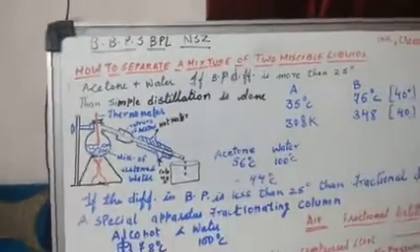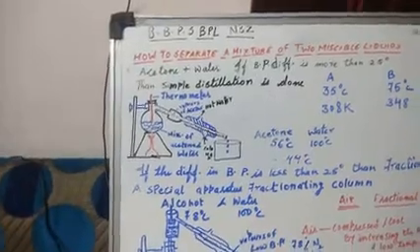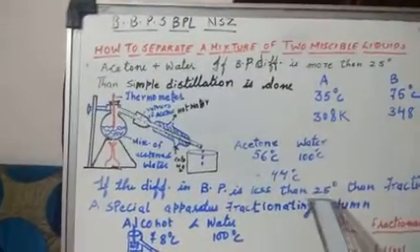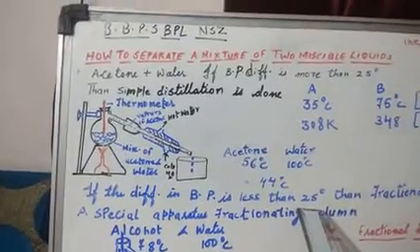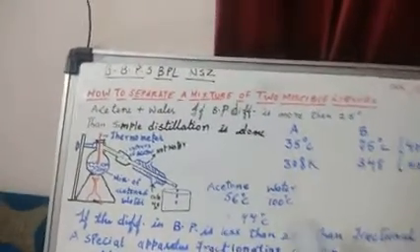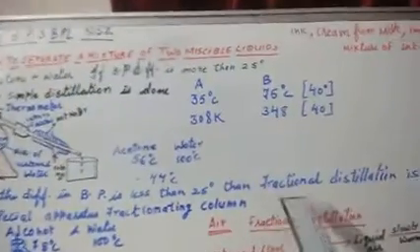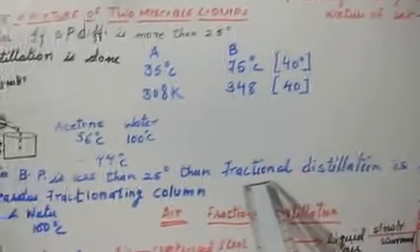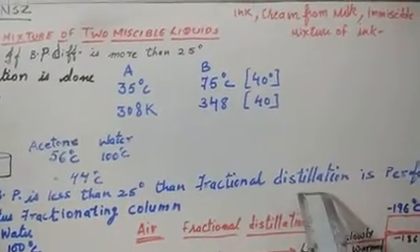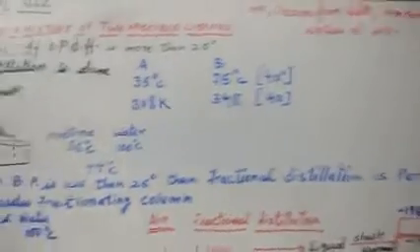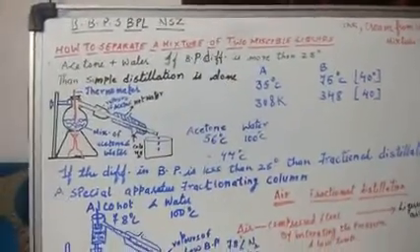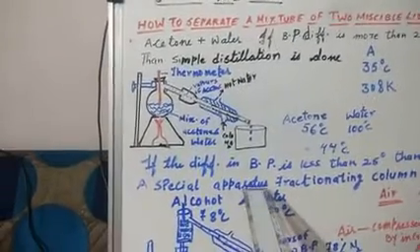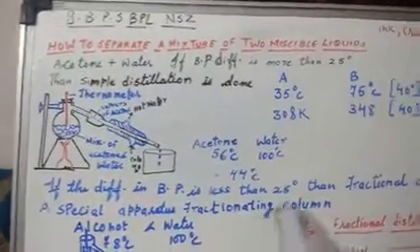Now a new thing for you. If suppose the boiling point difference is less than 25 degrees, then what is done? Then simple distillation is not done. Then fractional distillation is performed. What is this fractional distillation? Fractional distillation involves a special apparatus called a fractionating column.